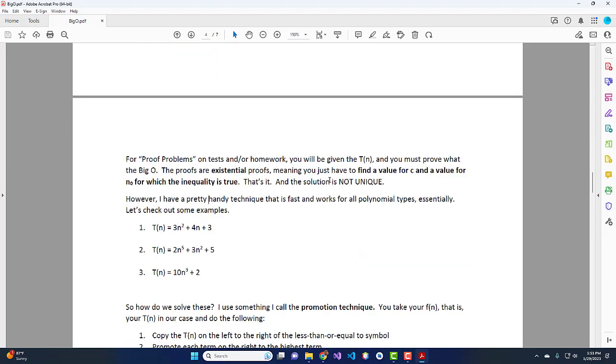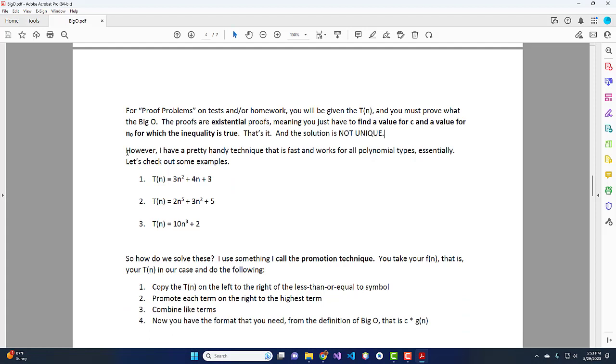And you should also notice that the solution is not unique. For different values of c, you could have different values of n naught. And that's totally fine. You just have to find a pair, and as soon as you find a pair of n naught and a c, you have provided enough proof.